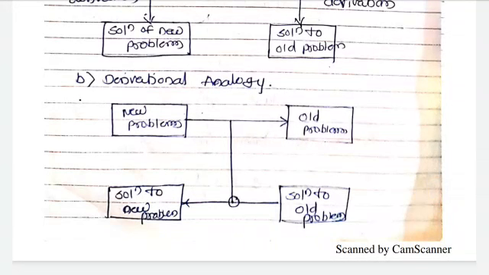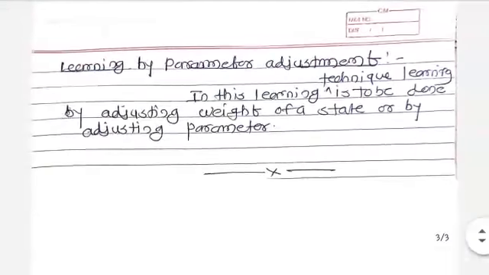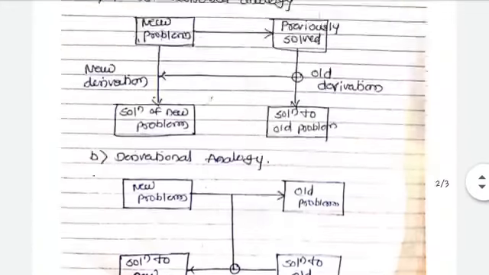Okay, so next one is learning by parameter adjustment. This is the last, in which if a particular output is not obtained, at that time we adjust the weights, adjust the state, and adjust the parameters of the given problem. Thus, in this way, learning techniques are performed.